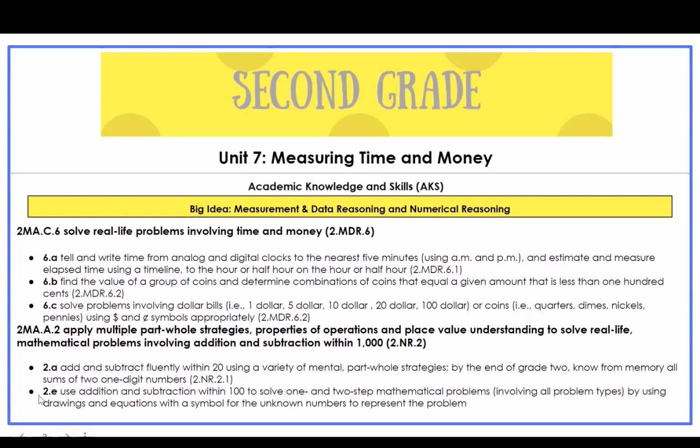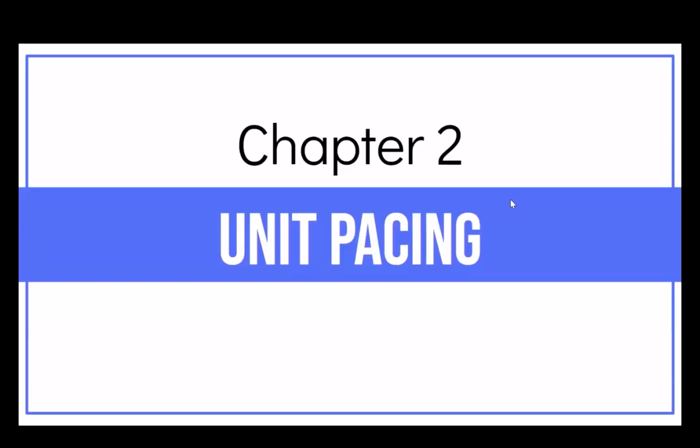In IOA 2E, students will add and subtract numbers within 100 in the context of 1- and 2-step word problems, including a variety of problem types that have all unknowns in all positions, including result unknown, change unknown, and start unknown. They will also use drawings, objects, and equations with a symbol for an unknown number to solve the 1- and 2-step problems. And finally, in this unit, you will also see that IOA clustered with IOA 6C to include problems that involve money.